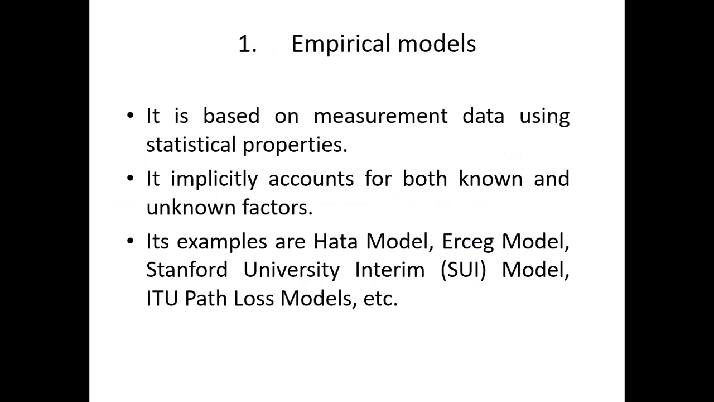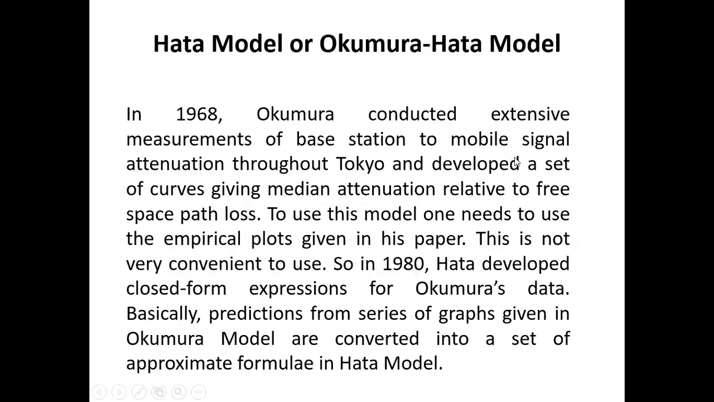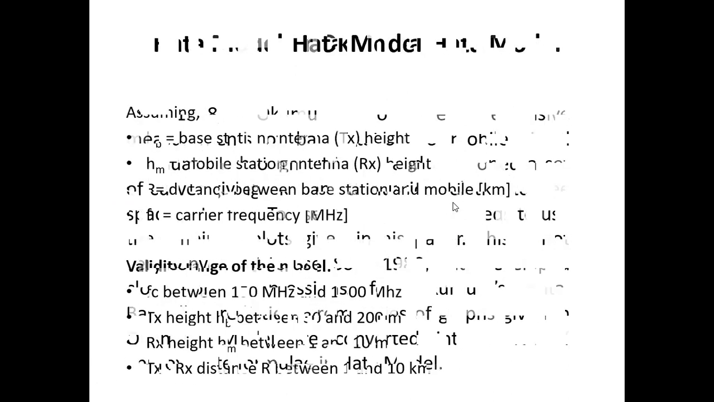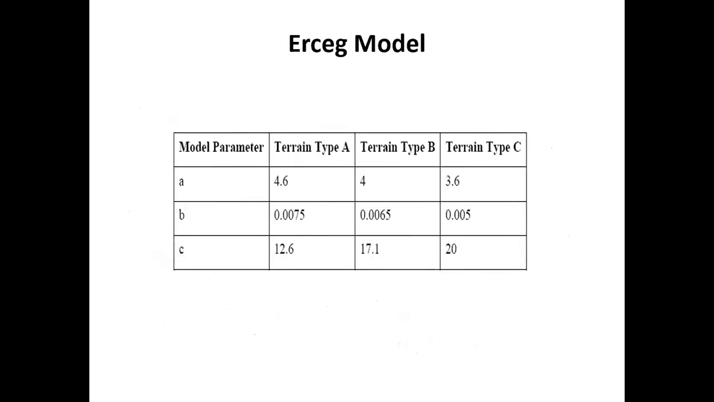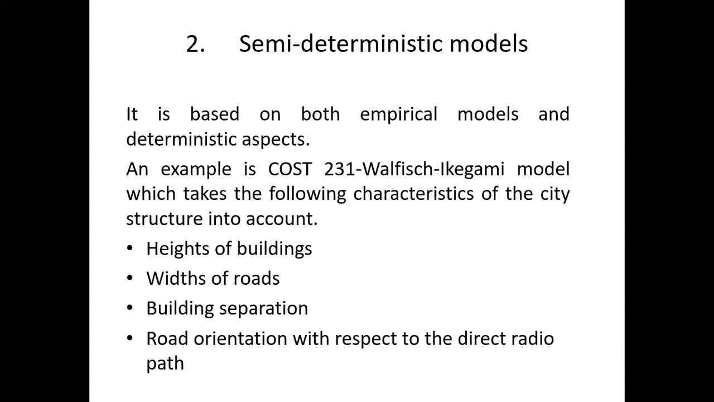So measurement data, and so it implicitly accounts for both known and unknown factors, empirical models, and some examples of empirical models. Okay, so I'll come back here, but the other type, semi-deterministic model, okay, which combines both concepts.